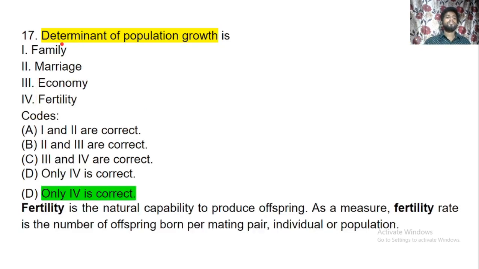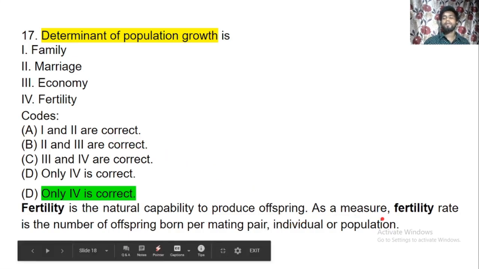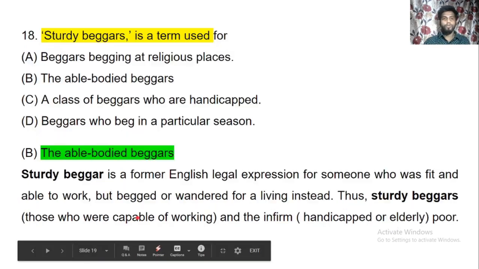So next question, determinant of population growth. We know that fertility is the only determinant of population growth. Family, marriage and economy are not determinants of population growth. Fertility rate. So fertility is the natural capacity to produce offspring. As a measure, fertility rate is the number of offspring born per mating pair, individual or population. So fertility is the only determinant of population growth.